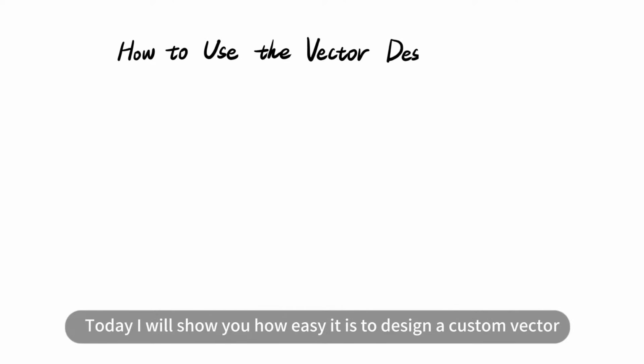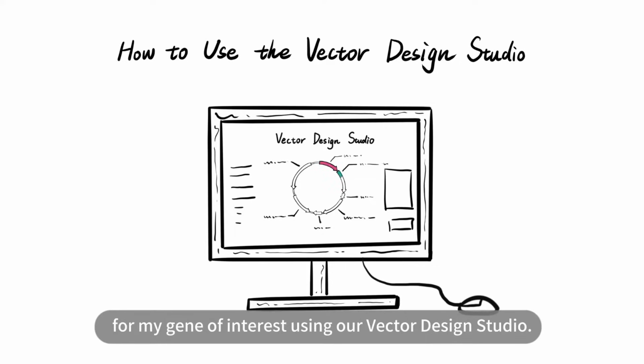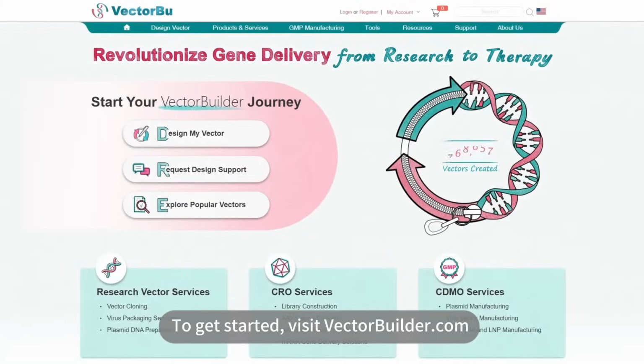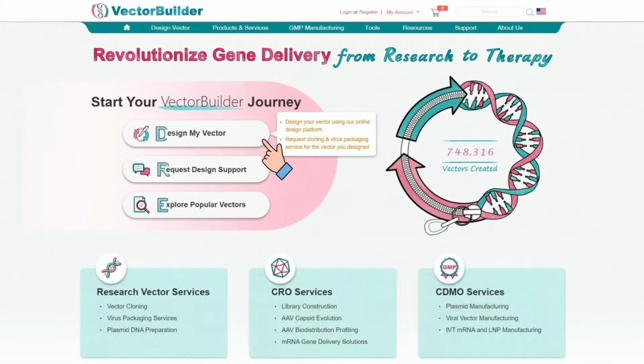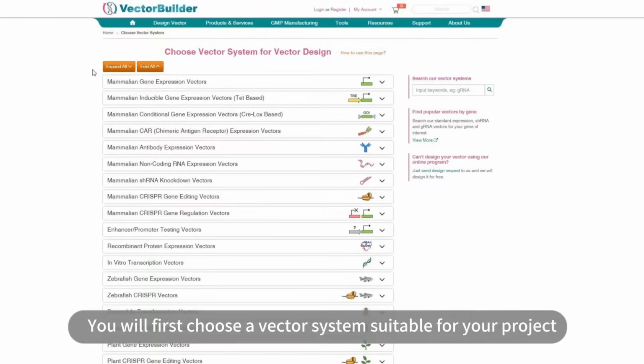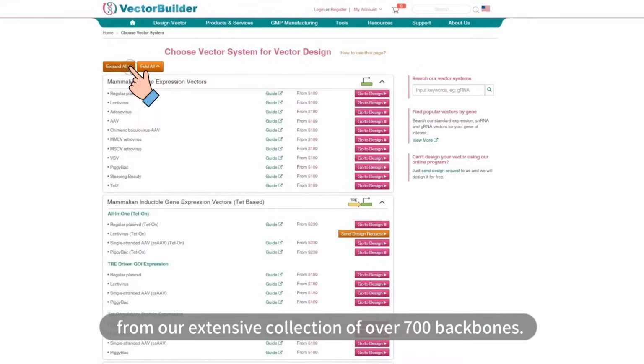Today, I will show you how easy it is to design a custom vector for my gene of interest using our Vector Design Studio. To get started, visit VectorBuilder.com and click Design My Vector on the homepage. You will first choose a vector system suitable for your project from our extensive collection of over 700 backgrounds.